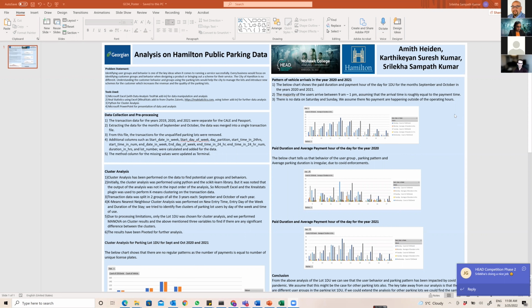Then we added additional columns like the start date of the week, by transforming the time into day of the week in numeric as well as alphabetical order. We changed the time into 24-hour format and calculated the duration in hours. We then used VLOOKUP to bring the lot numbers into the transactions, and with the help of this, we calculated and added the data. And I hand over the presentation to Karthik.